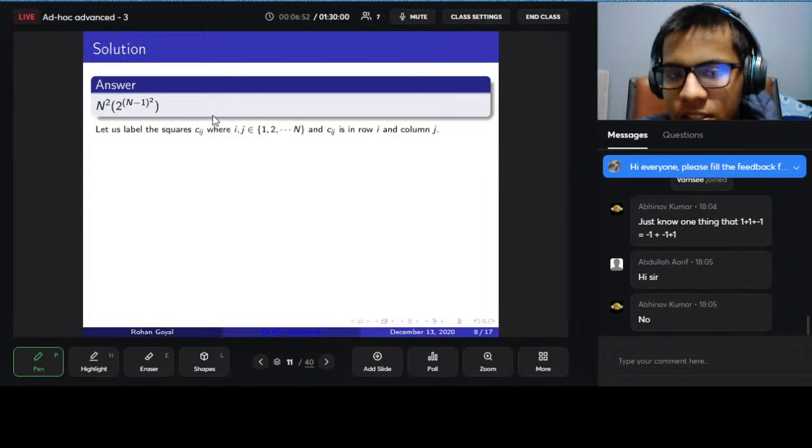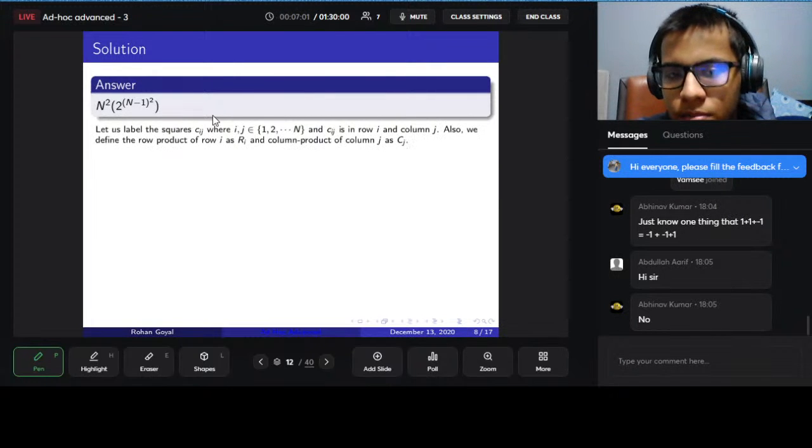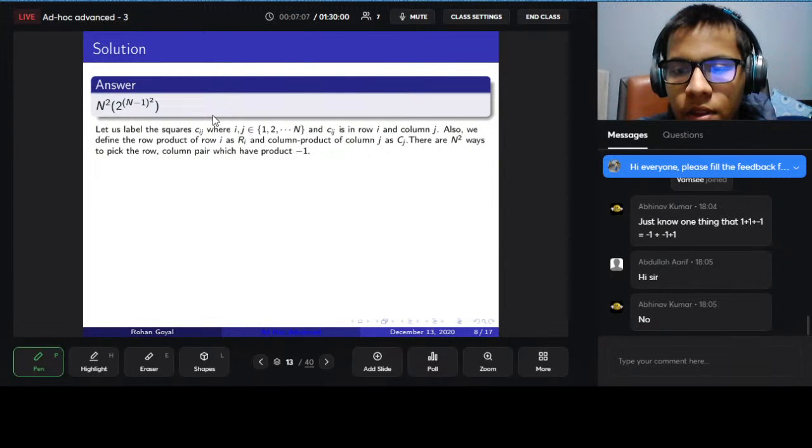So let's just first define our squares, where Cij is the square which is in the ith row and jth column. We define the row product as Ri and the column product as Cj. Now there are n square ways to pick the row-column pair which have product minus 1, so we have the n square term.